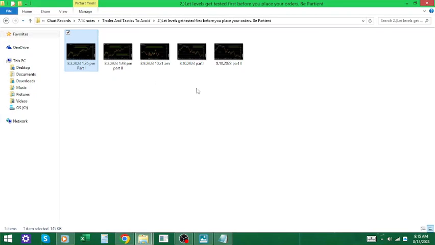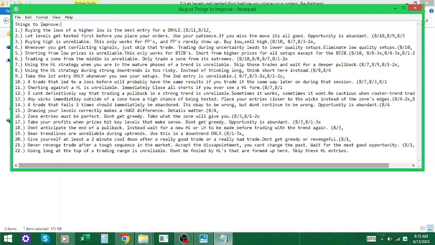So number 2, let your levels get tested before you place your orders. Be patient. Okay. And also, extra notes. If you miss the move, it's all good. Use your patience. Opportunity is abundant. And I think that's the biggest mindset that is important to have when you're using rule number 2.